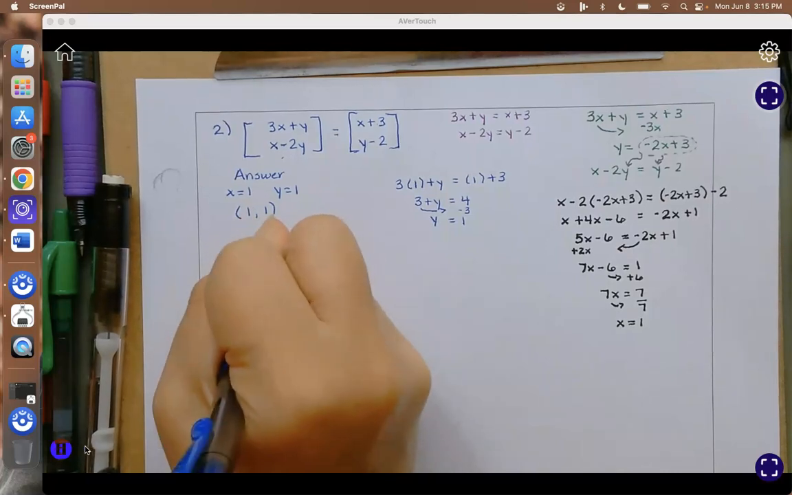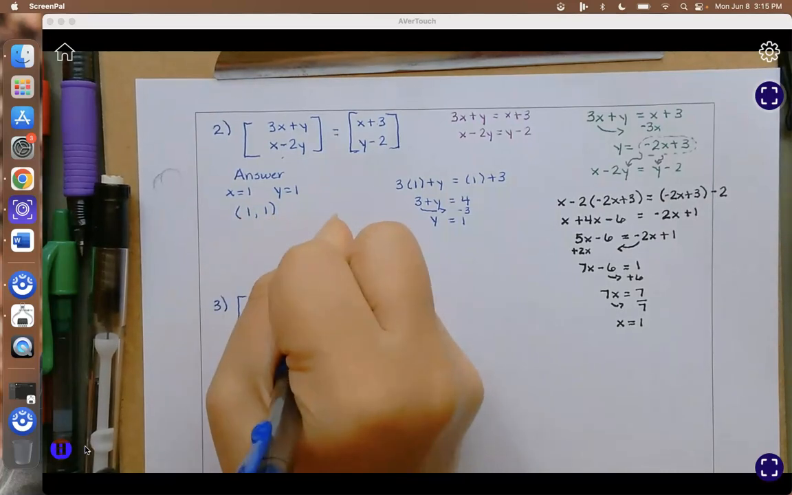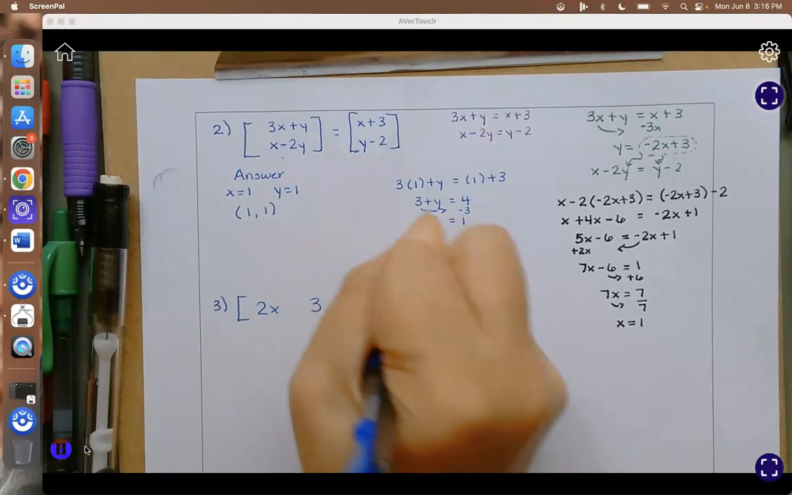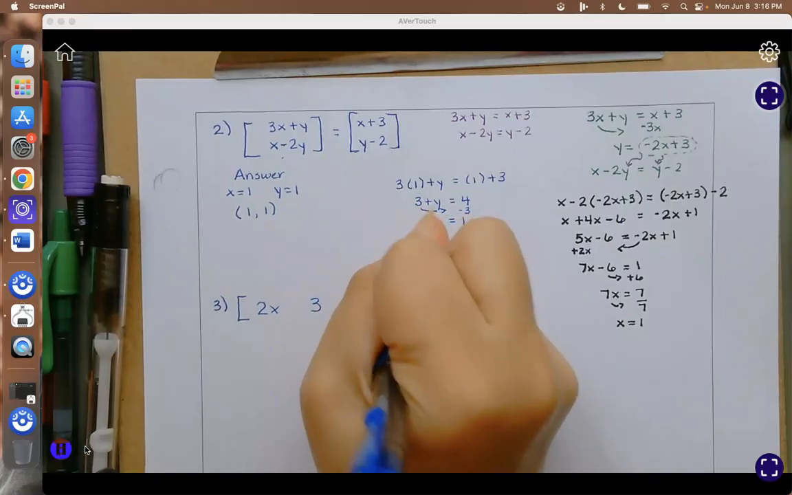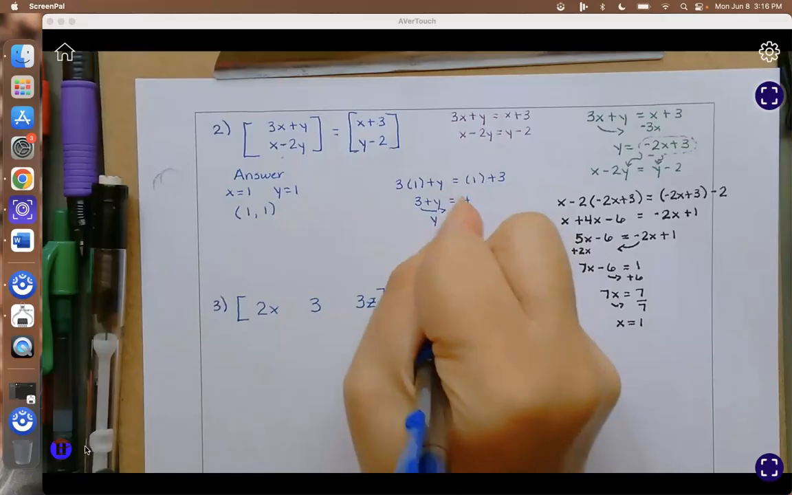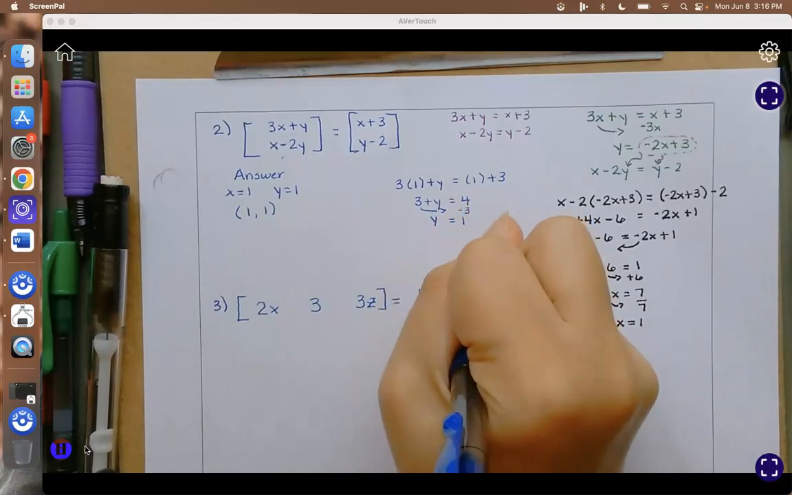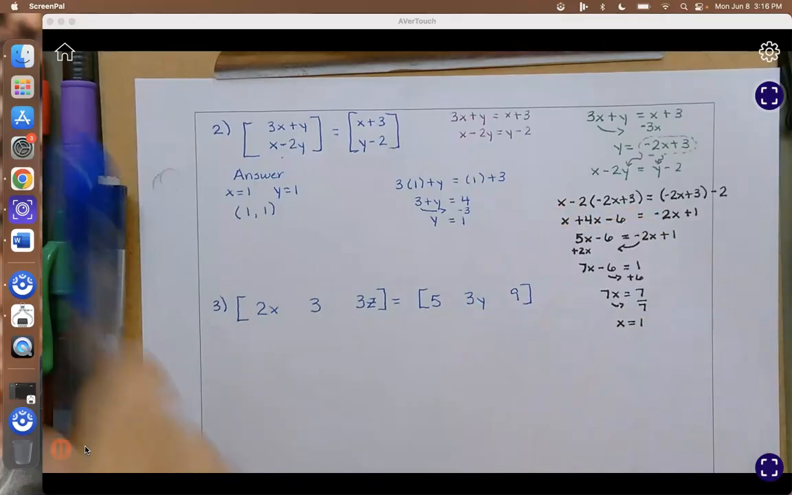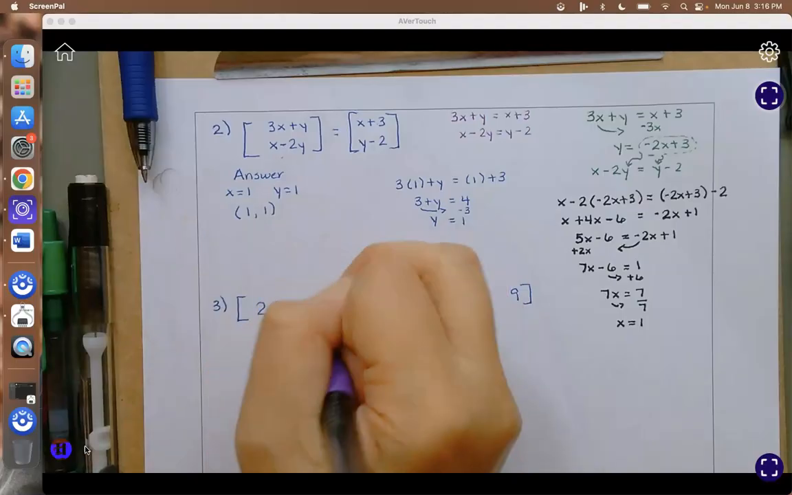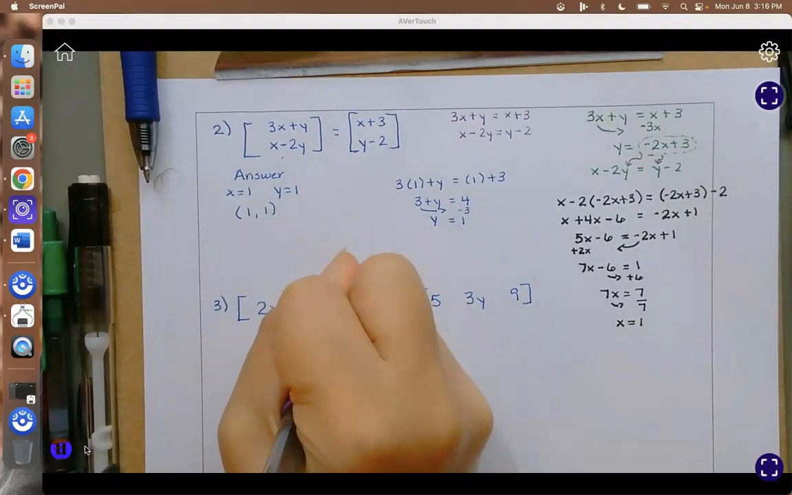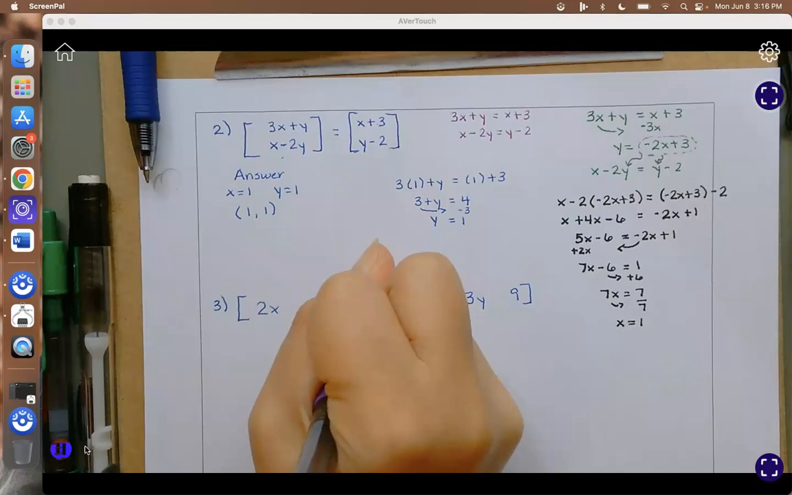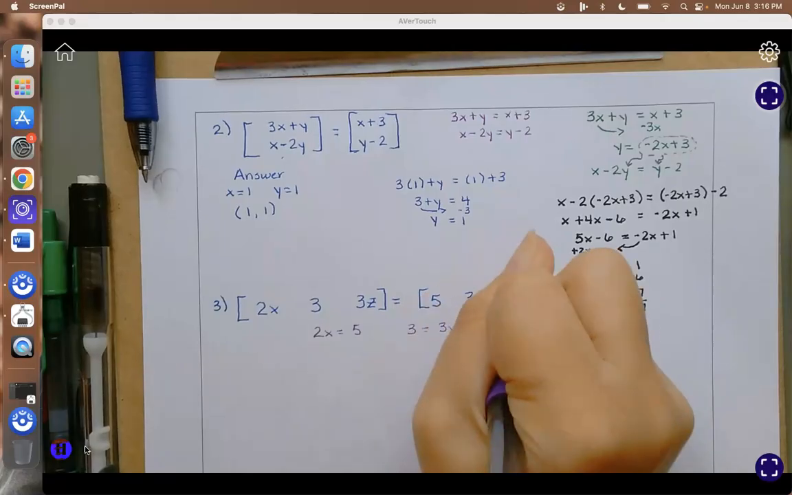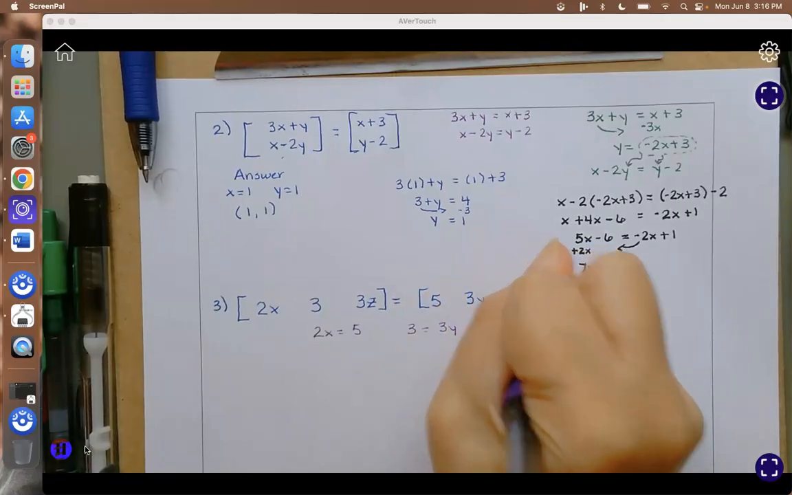All right. Last one. We have 2x, 3 and 3z on this row equals 5, 3y, and 9 on this row. So we set the pieces equal. 2x equals 5, 3 equals 3y, and 3z equals 9.